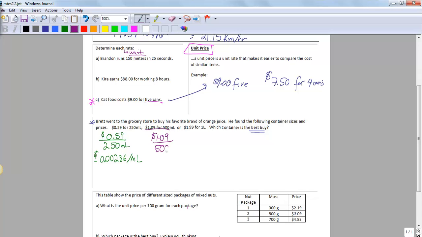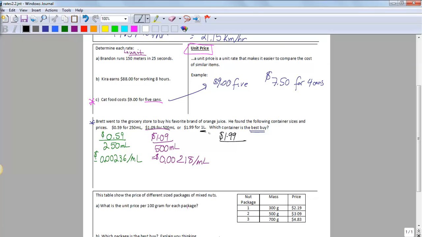$1.09 for 500 milliliters. So 1.09 divided by 500. 0.0218. So it's cheaper, right? It's a smaller number. It's hard to see when it looks like this, but smaller number. So in this case, as we're getting bigger, it's getting smaller. Let's try that very last one.